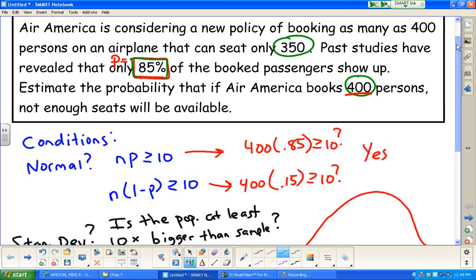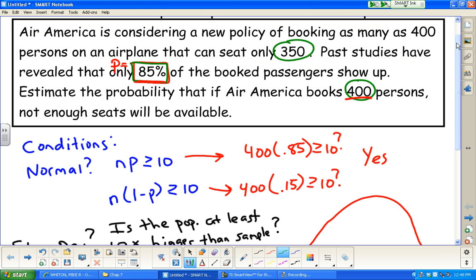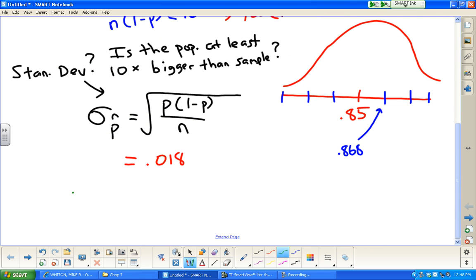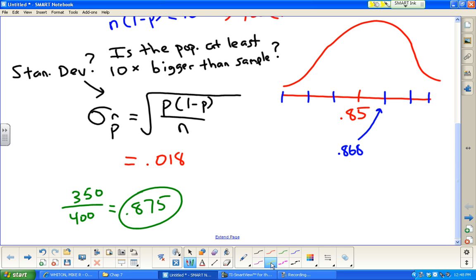Okay, so our question, going back to the top: how likely is it that we're going to get more than 350 people show up? So 350 out of the 400, that's going to be a problem. That's overbooked. And that as a decimal is 0.875. So if the proportion in our sample is higher than that, we're overbooked.